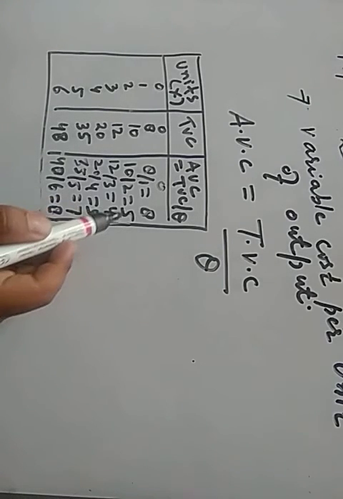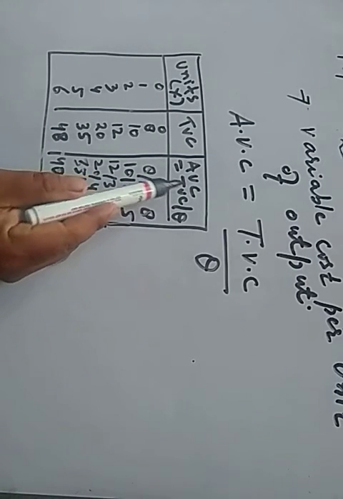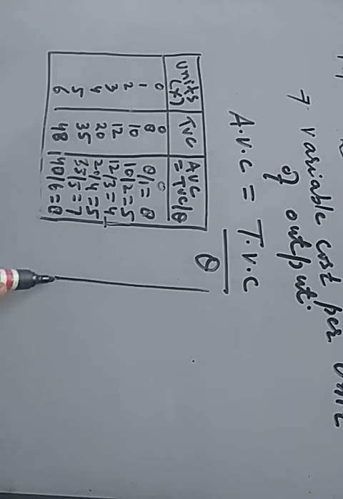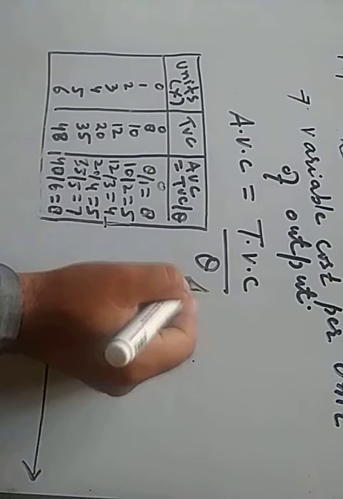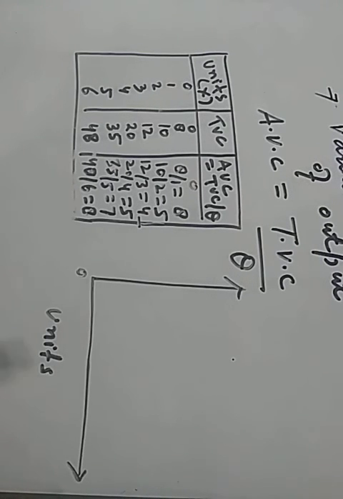Now from these values, we will derive the average variable cost curve. We will draw a graph of the average variable cost curve. As you know, on the horizontal axis, the x-axis, we take units of output produced, units of commodity produced, or different quantities of commodity X.